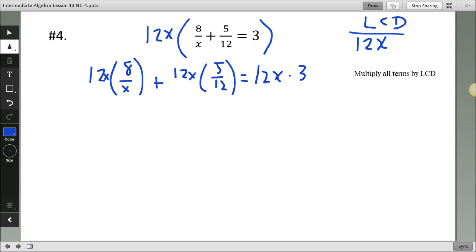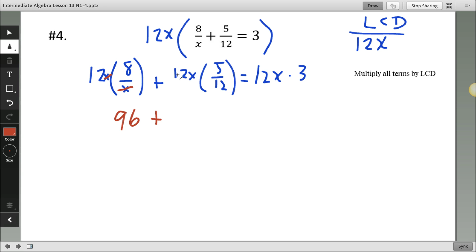And what does that do? All right, so looking at this first fraction right here, these x's are common terms, so they're going to cancel. And what does that leave? That leaves me 12 times 8, 96. Same thing in the second one.